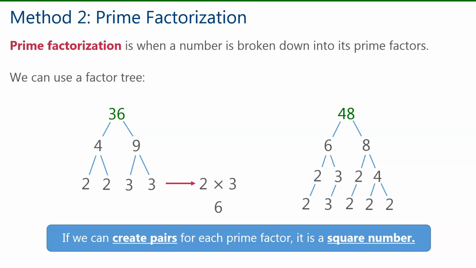So now again we try to create pairs. We have a pair of 2's, we have another pair of 2's, and then we have this 3 that's standing here all by itself. So because we can't create pairs for all the prime factors, this number 48 is not a perfect square.